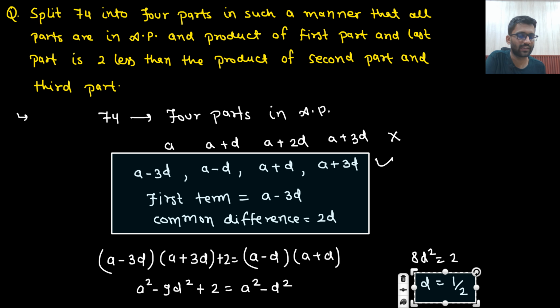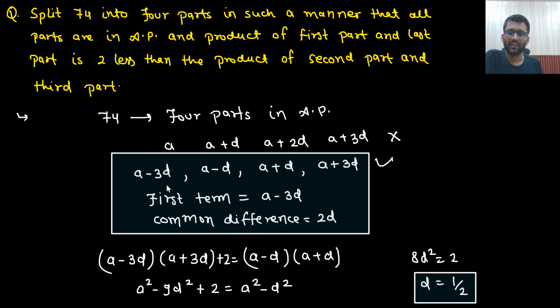This is not your common difference. Your common difference is 2d. So what will be your common difference? Your common difference is 2d. That means your common difference is 1 now. Okay. So your common difference is 1. And what will be your first term? First term will be a minus 3d. So you need to find the value of a as well.